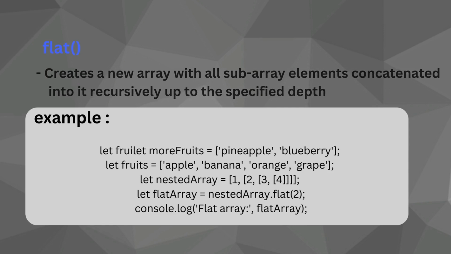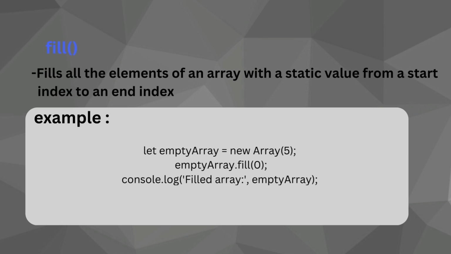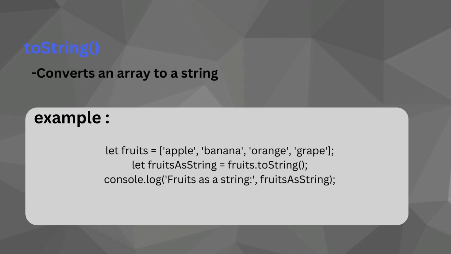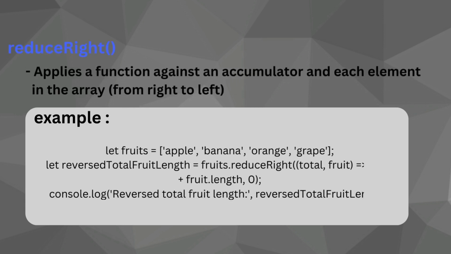Next method is findIndex, returns the index of the first element that satisfies a provided testing function. Next method is lastIndexOf, returns the last index at which a given element can be found in the array. Next method is flatMap, maps each element using a mapping function, then flattens the result into a new array.